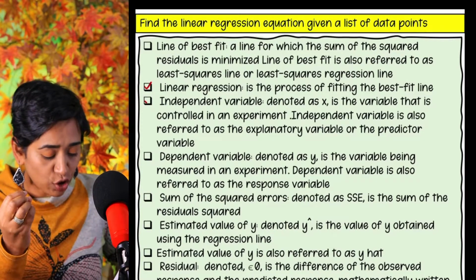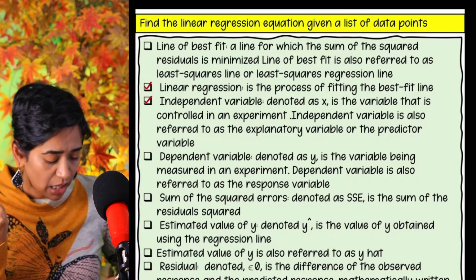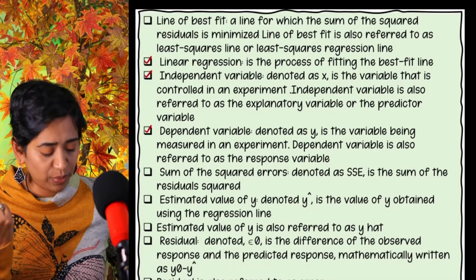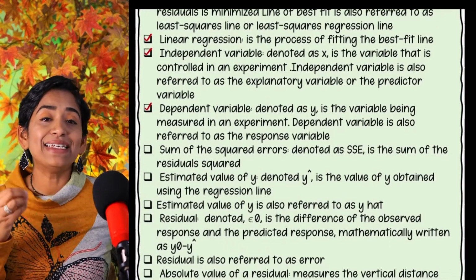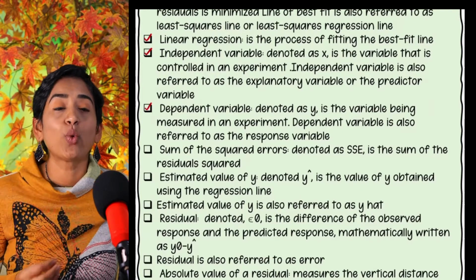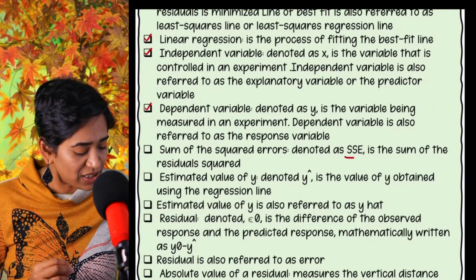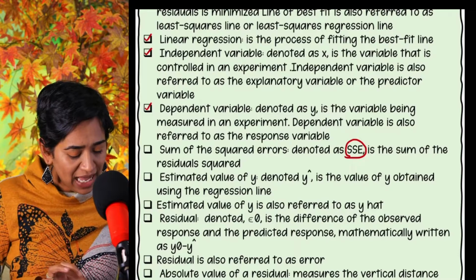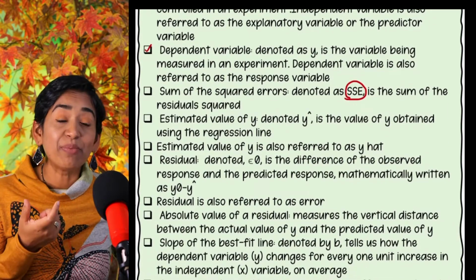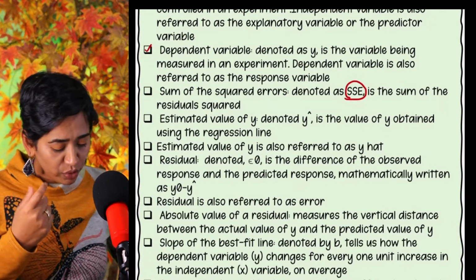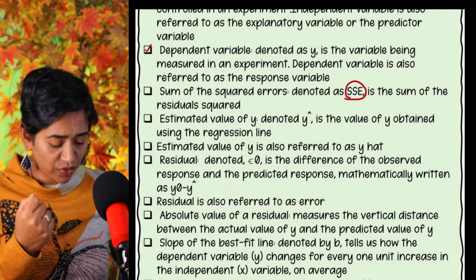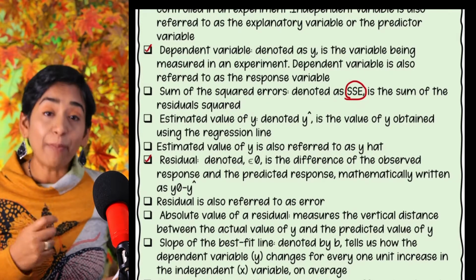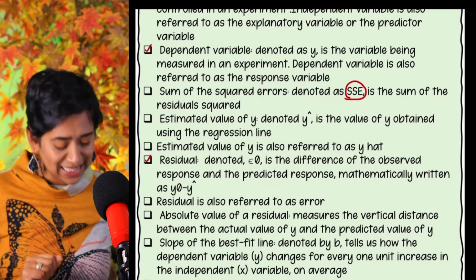Again, you have to know what your independent variable is and what your dependent variable is. We will also look in detail at the sum of squared errors, denoted by SSE, and the estimated value of the regression. We will go over each of these topics and terms with an example.